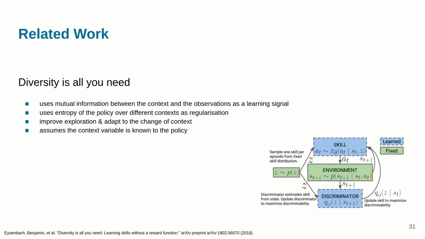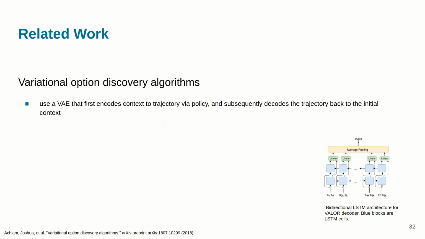This work assumes that the context variable is known to the policy and uses this as a supervised signal. Another work, known as the variational option discovery algorithm, uses a variational autoencoder and encodes the context of the trajectories using the policy, and since it's an autoencoder, subsequently decodes the trajectory back to the initial context.